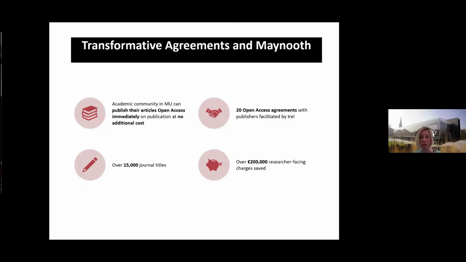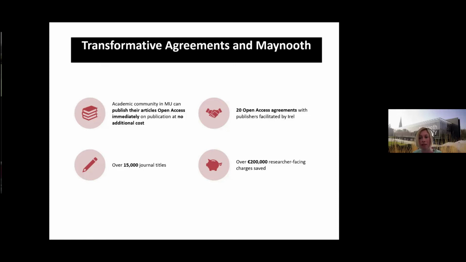And we're really happy to report that there's been a huge uptake of all the OA deals amongst the academic community in Maynooth, and it's really great to see. And in real terms, the uptake that's happened would have cost over €200,000 in article processing charges. So researchers would have had to pay these APCs, but this €200,000 has been covered by the transformative agreements that are there, which is great.